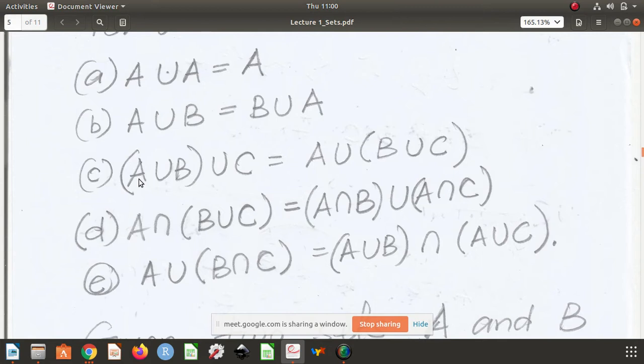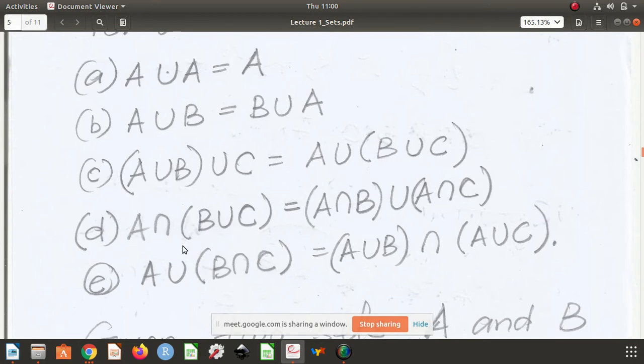Also, for the union, you can do this in any order. If you're getting the union of 3 sets, you could start by getting the union of the first 2, or you could start by getting the union of the last 2, and then get the union of that with the first one. So it doesn't matter in what fashion you do the union. You can put your brackets anywhere.